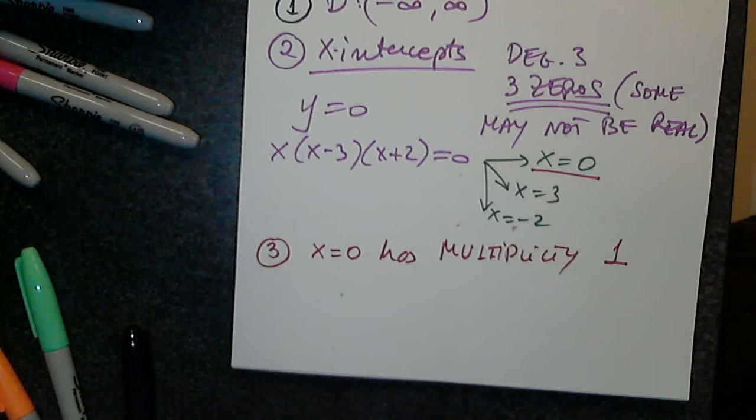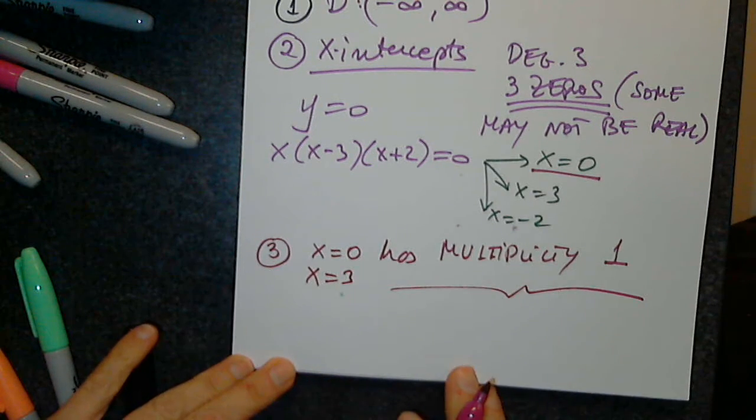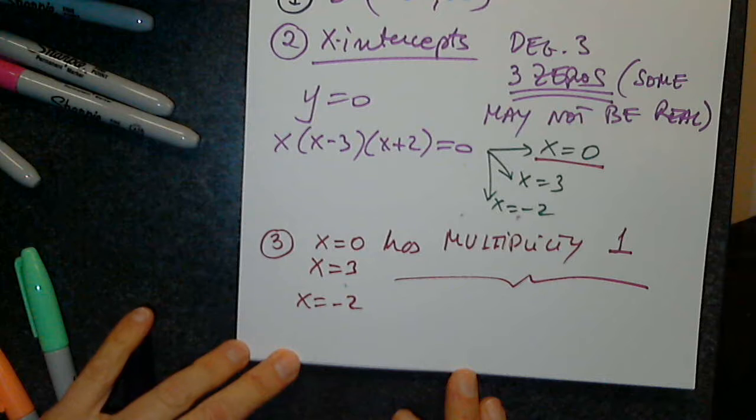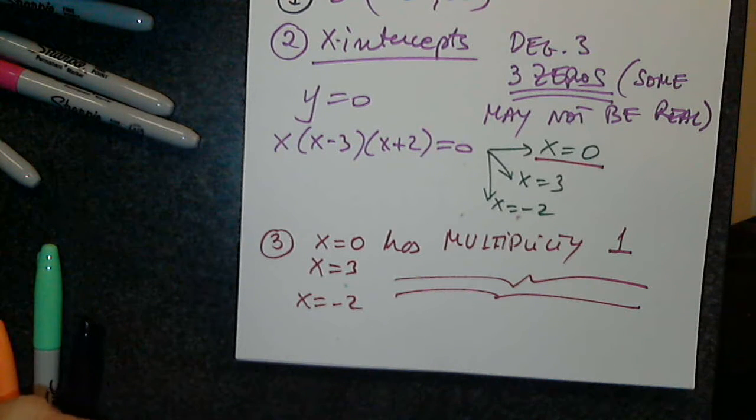What can you say about x equals 3? What is the multiplicity of 3? Yes. What can you say about x equals negative 2? What is the multiplicity of x equals negative 2? Yes, same thing. Okay. What does that mean? So what? Why is this important, knowing the multiplicity of the zeros?